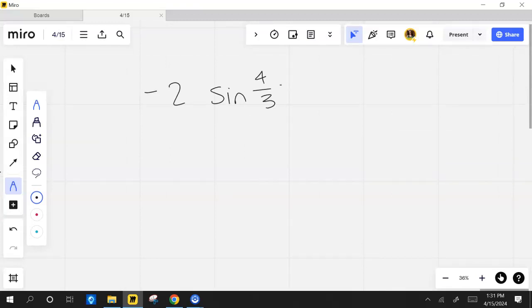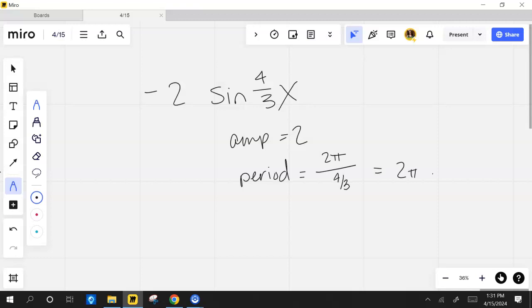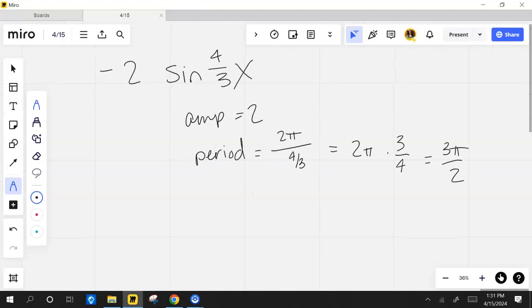It's flipped upside down. What's the amplitude? 2, so it's twice as tall. What's the period? Two pi divided by 4/3, so it's 2 pi times 3/4, which is 3 pi over 2. That's how long it takes it to make one complete cycle. Does that make sense? We'll play with these and work with these tomorrow.